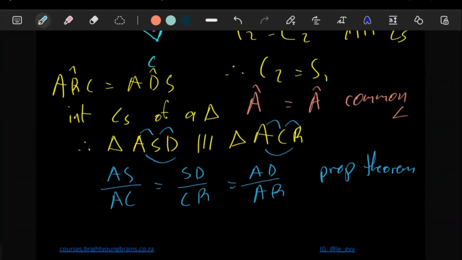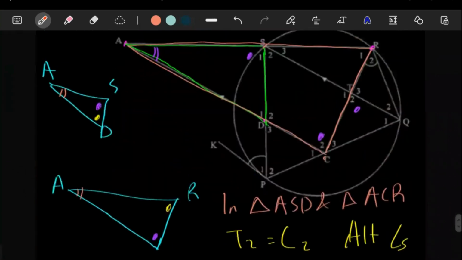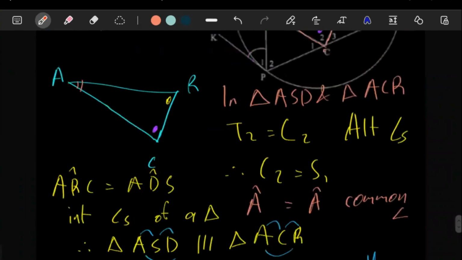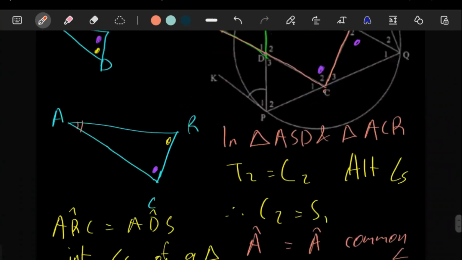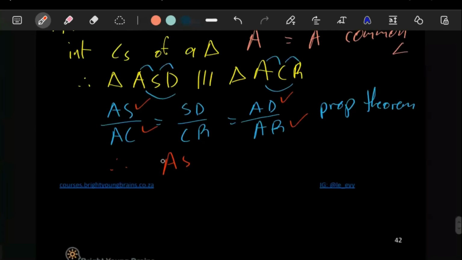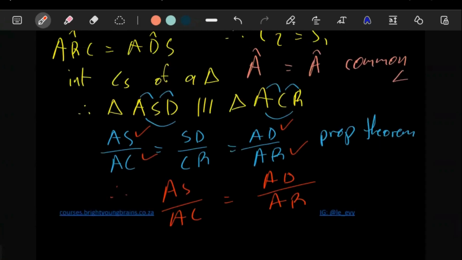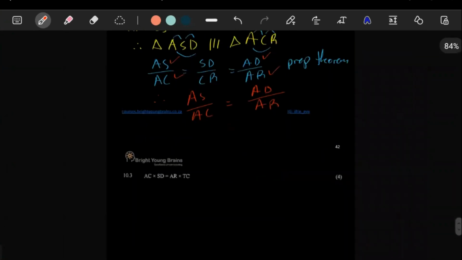So now we just want to pick out the different lengths that are already also here. You see, we need AD somewhere. Check. We need AR somewhere. We need AC and AS. There we go. AS over AC is equal to AD over AR. Then you're going to get your 5 marks there. 5 good marks. Thank you very much. Let's move on to 10.3. It's a 4-mark question.